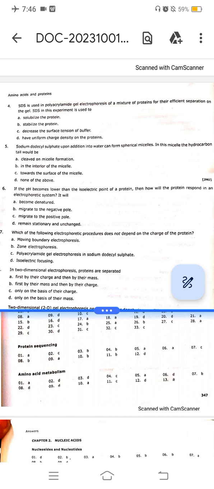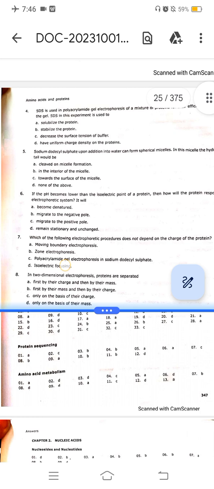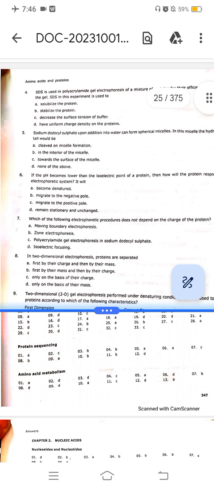So which one of the following electrophoretic procedures does not depend on the charge of the protein? 7. Correct answer is actually C. That means polyacrylamide gel electrophoresis and sodium dodecyl sulfate. That doesn't involve the procedure. Electrophoretic procedure does not depend on the charge of the protein, but all others are important. So moving boundary electrophoresis, zone electrophoresis, isoelectric focusing, everything require charge of the protein. But polyacrylamide gel electrophoresis in sodium dodecyl sulfate doesn't involve charge of the protein.